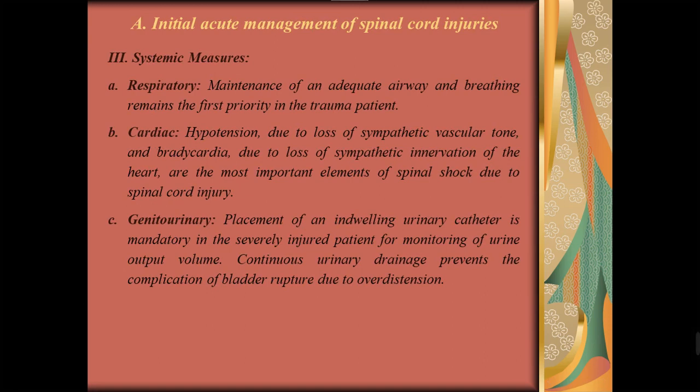Cardiac: hypotension due to loss of sympathetic vascular tone and bradycardia due to loss of sympathetic innervation of the heart are the most important elements of spinal shock due to spinal cord injuries and must be treated by supplying the patient with fluid and something to elevate his blood pressure.